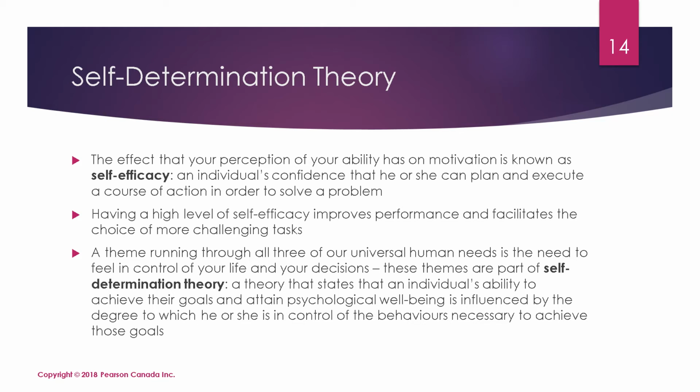A theme running through all three of our universal human needs, relatedness, competence, and, goodness, I'm forgetting them already, autonomy, sorry, is that we need to be able to feel in control of our life and our decisions, which is autonomy. It's kind of ironic that I forgot about that one for a second. These themes are part of what we call self-determination theory, which states that an individual's ability to achieve their goals and attain psychological well-being is influenced by the degree to which he or she is in control of the behaviors necessary to achieve those goals. So if you feel like you have a high level of control and a high level of self-efficacy, you're more likely to actually achieve your goals and attain that sense of psychological well-being.